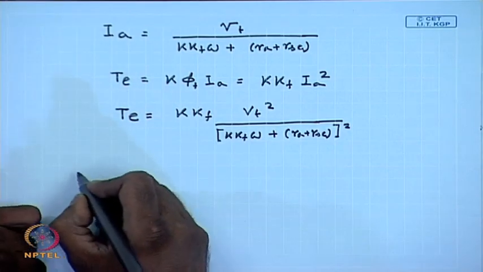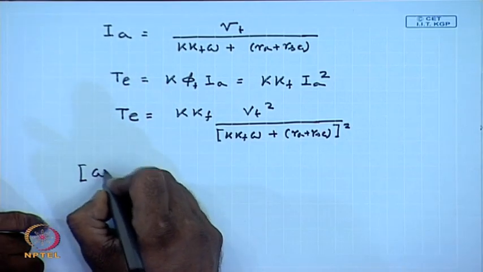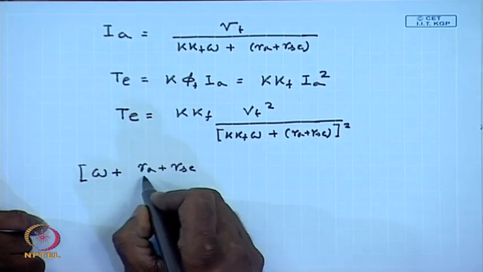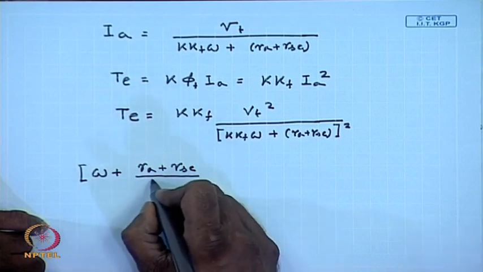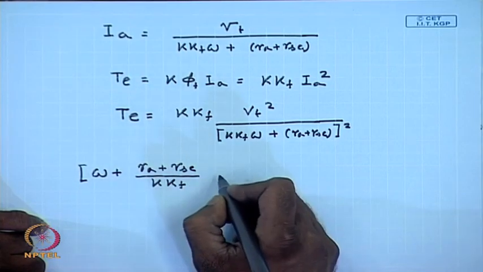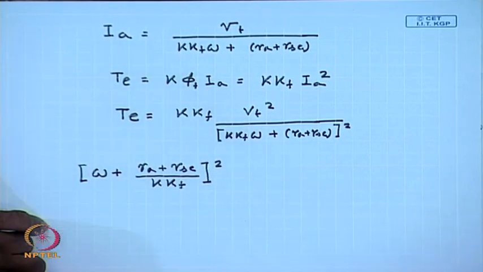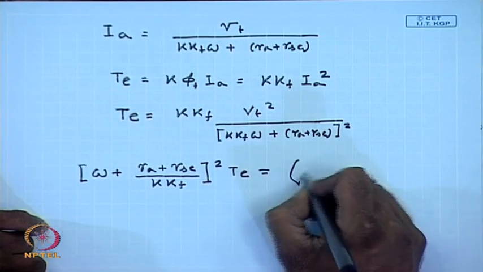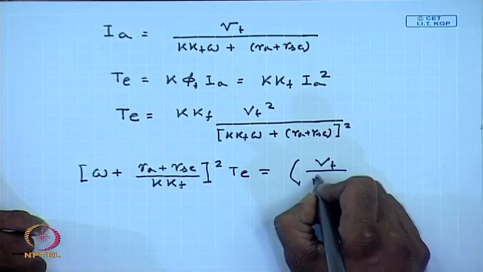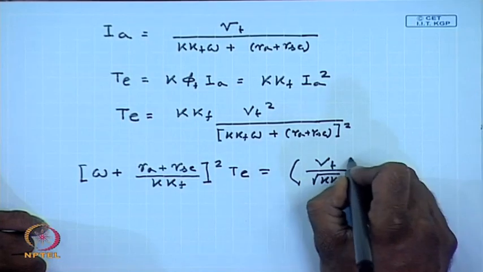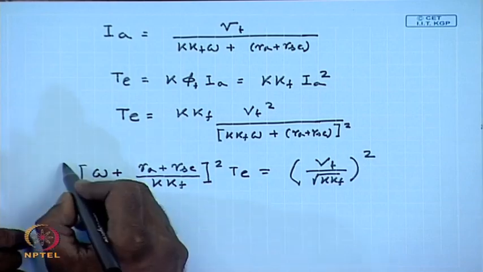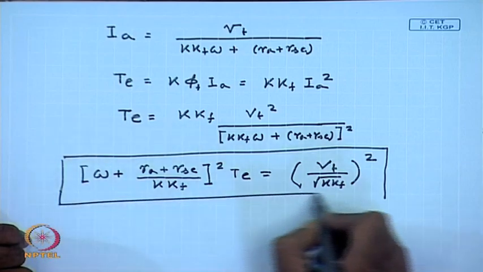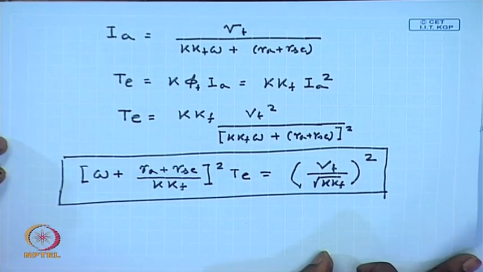Now, this can be written as (omega plus (R a plus R a c) divided by K K f) whole square into T E equals V T divided by square root K K f, whole square. This is the analytical expression of the torque speed characteristics of a DC series motor when saturation is neglected.